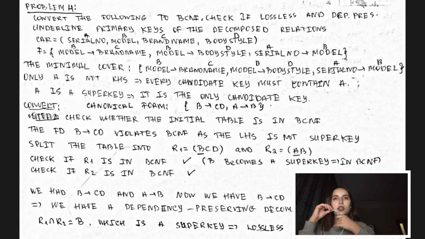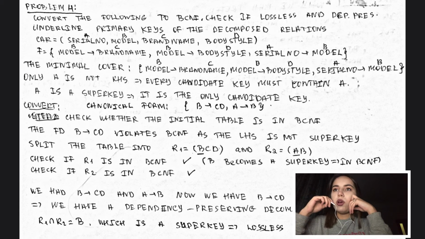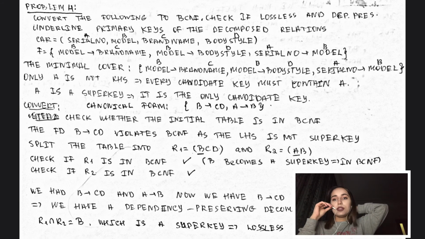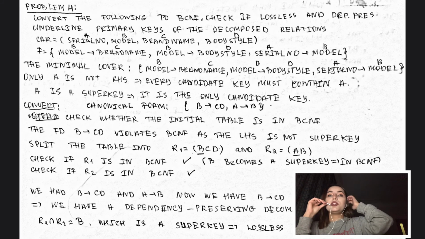In other words, in the initial problem, B was the model and A is the serial number. So we have model and serial number as primary keys in the R1 and R2 subrelations. Then for checking dependency preservation, initially we had B goes to CD and A goes to B, and now we again have B goes to CD and A goes to B. That means we did not lose any dependencies, and therefore the decomposition is dependency preserving.